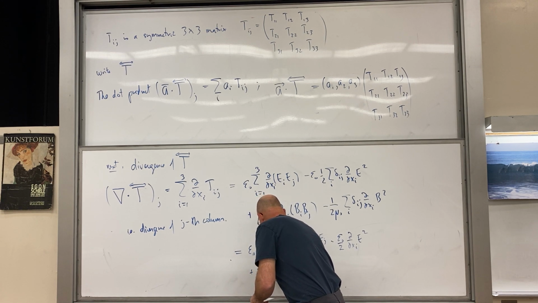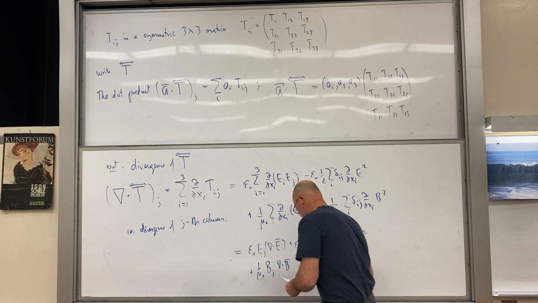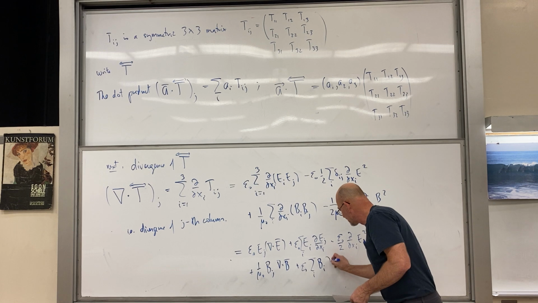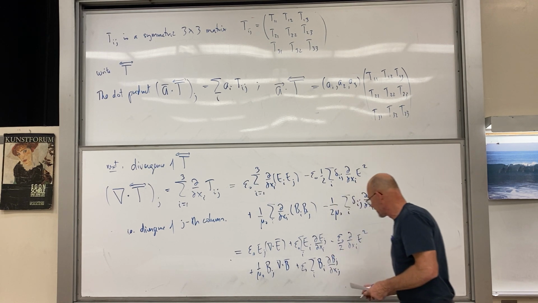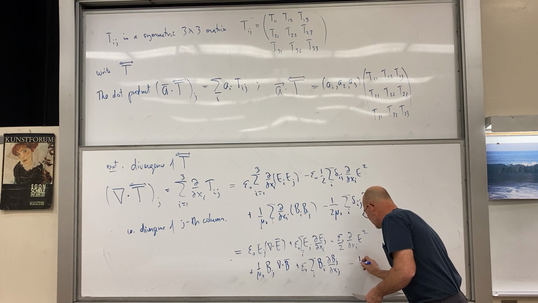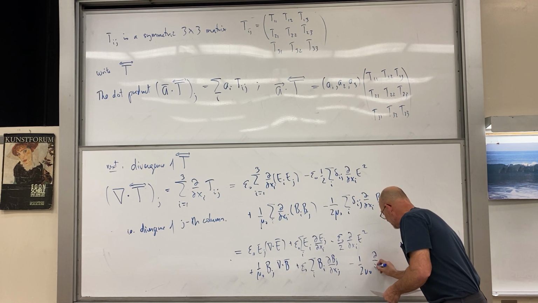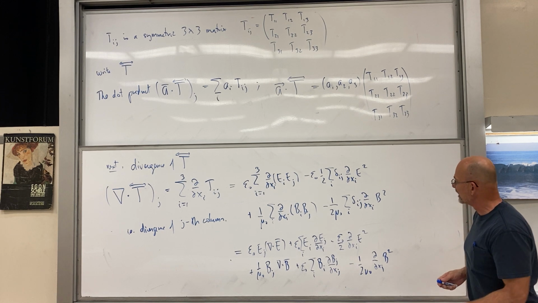Same thing here, B sub j div B plus epsilon naught sum over I B sub I dB_I over dx_j, and finally 1 over 2 mu naught d dx_j B squared. So let's make sure we see what happened on each one of these.